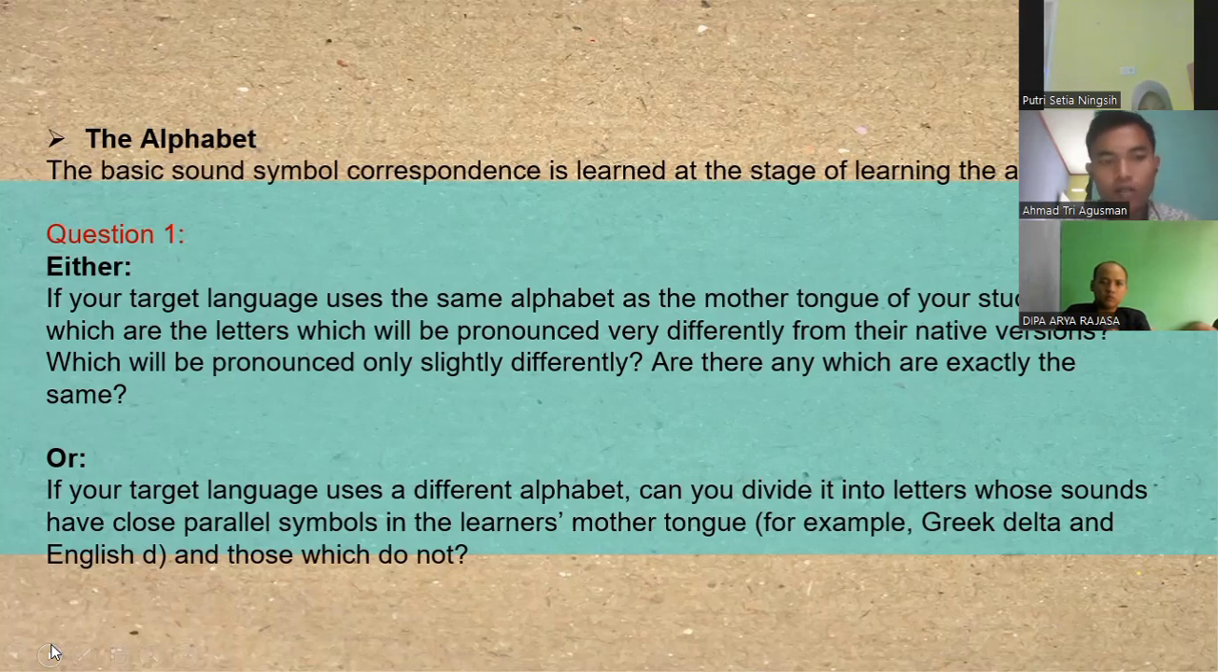Or, if your target language uses a different alphabet, can you divide it into letters whose sounds have close parallel symbols in the learner's mother tongue, for example Greek Delta and English D, and those which do not?